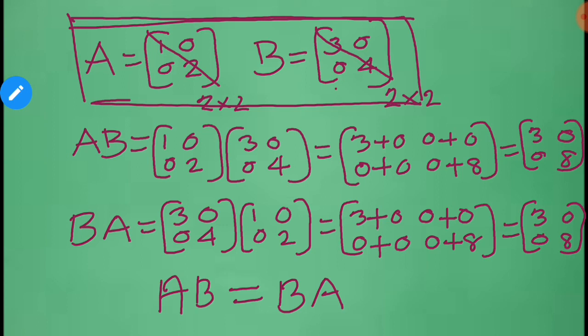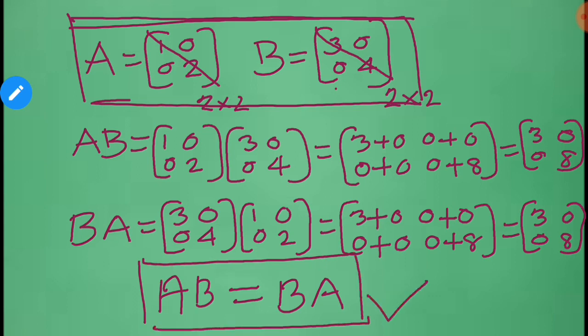So from this example, you can make a note: AB equal to BA if A and B are diagonal matrices of the same order. If A and B are diagonal matrices of the same order, then AB equal to BA. But generally, AB not equal to BA. Matrix multiplication is not commutative.